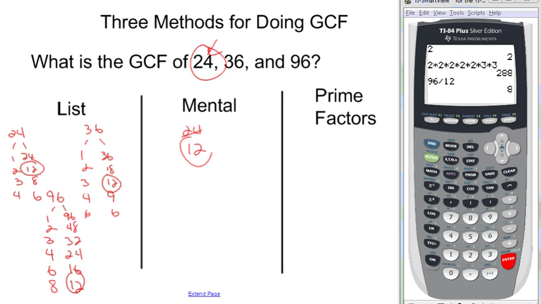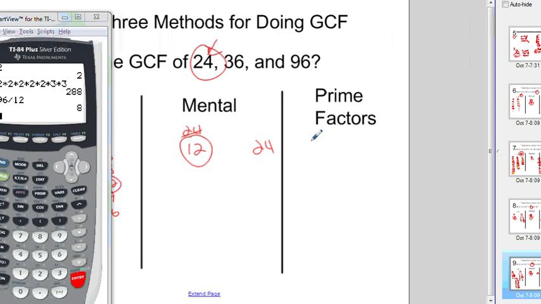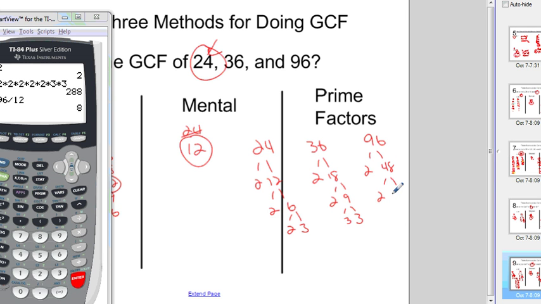Okay. So for prime factors, if I did 24, 36, and 96, 24 is going to give me 2 and 12. This is going to give me 2 and 6. This will give me 2 and 3. For 36, I'm going to get what? 2 and 18, 2 and 9, 3 and 3. For 96, you get 2 and 48, breaking it up a little differently than I did last time for no reason other than to show you can. 2 and 24, 3 and 8, and then the 8 is going to be three 2s.